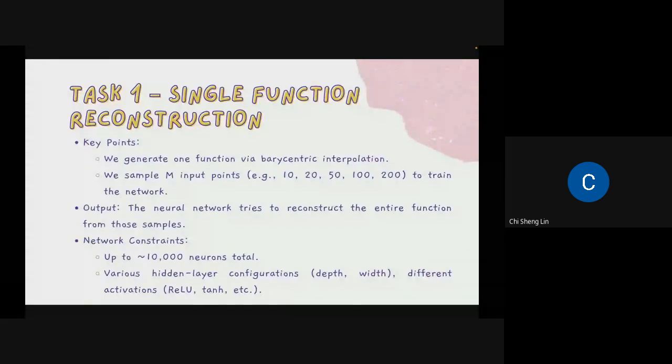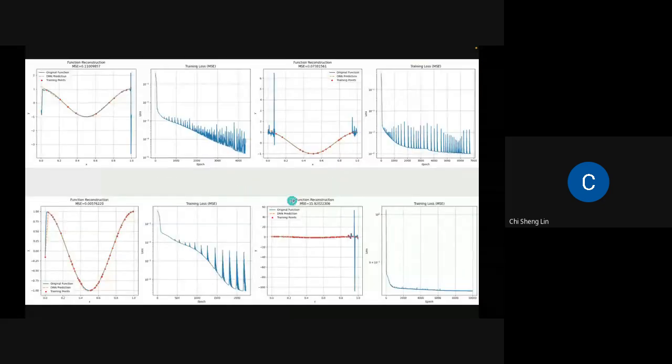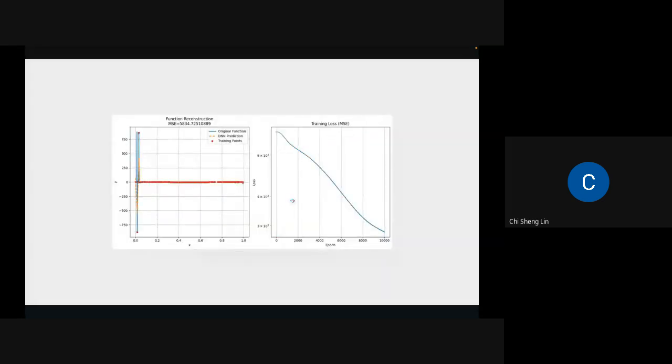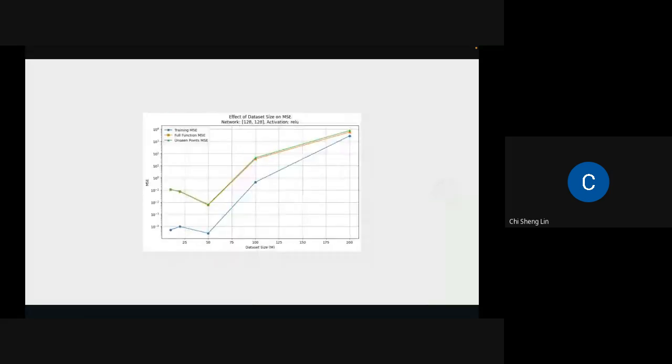Okay, next page. I'm going to introduce the results. These are the results of different sizes of data set, and we have 5 kinds of data set, and the other one is at the next page. Okay, this is the other one.